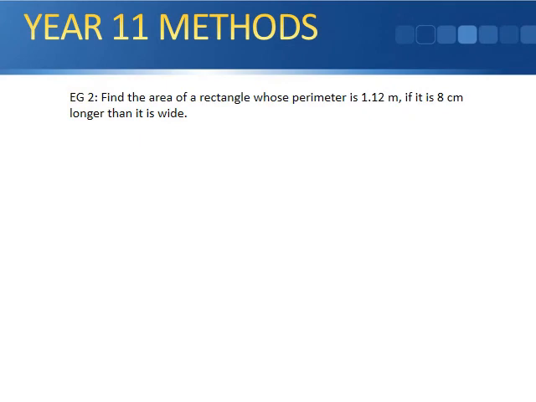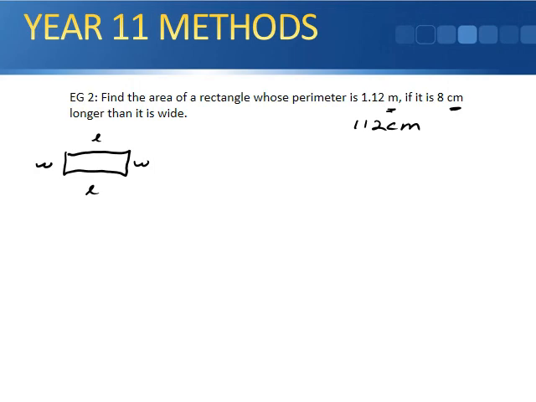Example 2 says find the area of a rectangle whose perimeter is 112 metres if it is 8 centimetres longer than its width. Well, we can't have one in metres and the other one in centimetres, so this is just 112 centimetres. We know that by timesing by 100. So if I've got a rectangle, it says perimeter is 112, so I've got a length and a length and a width and a width. It's 8 centimetres longer than its width.